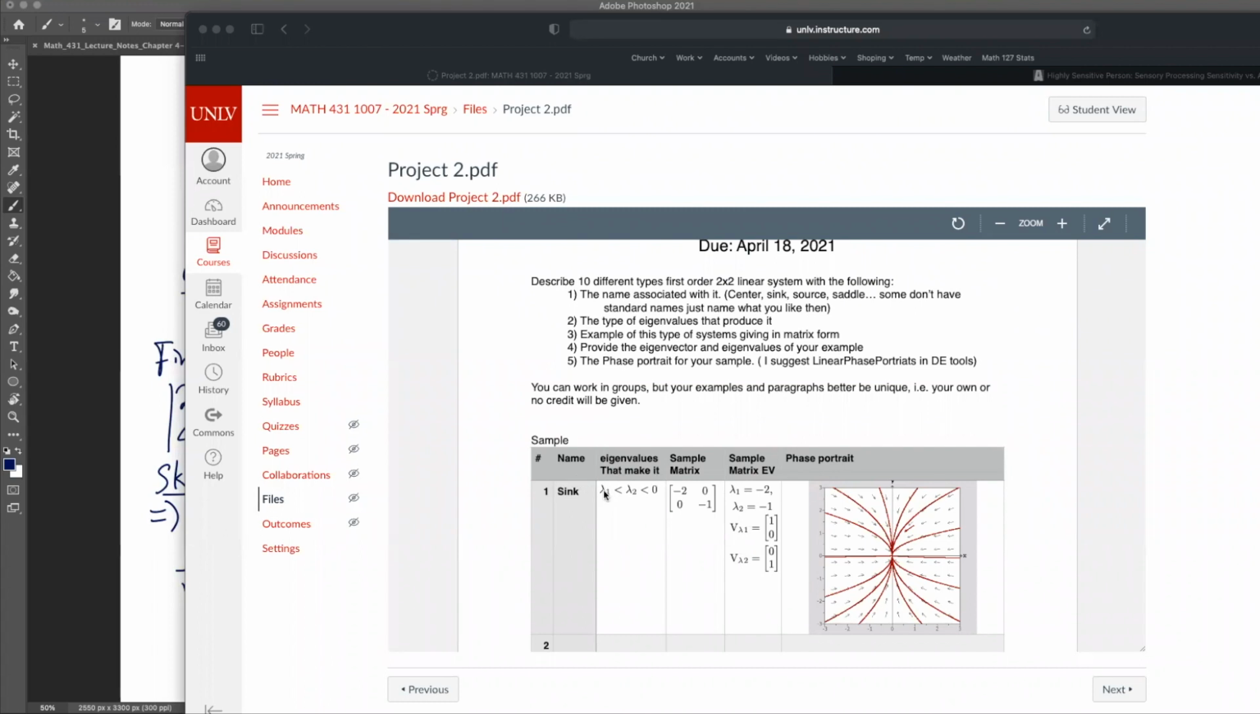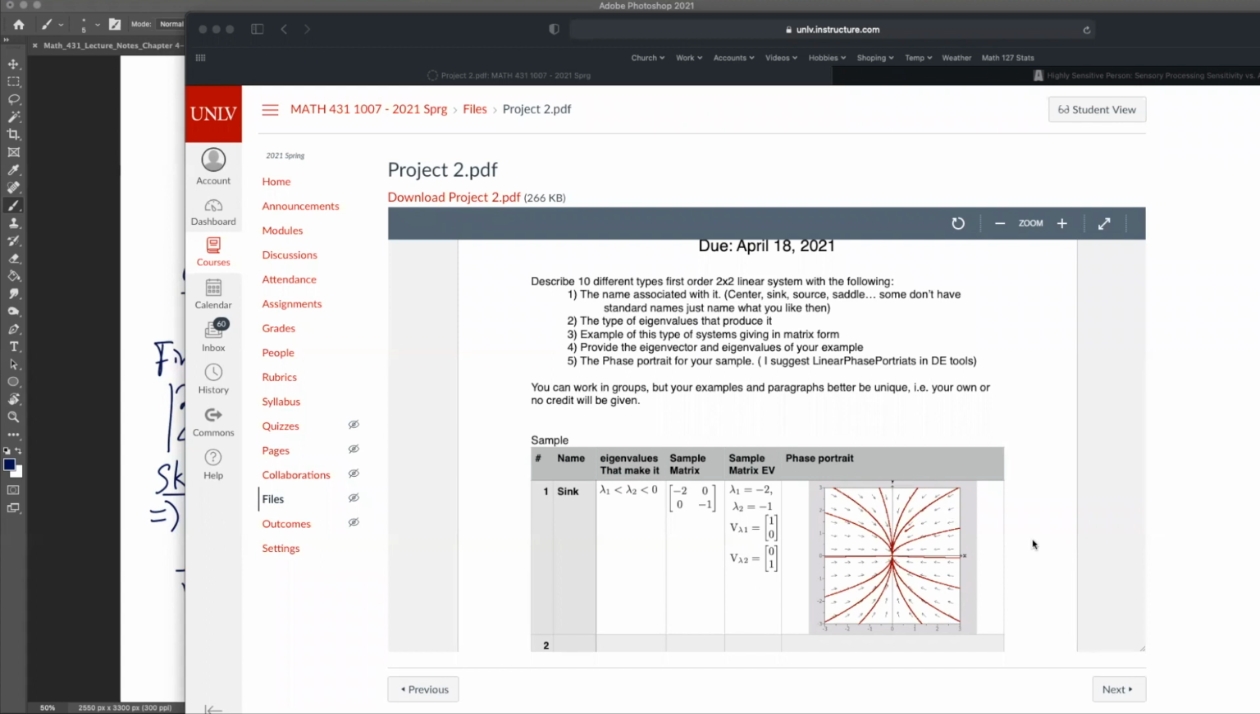What eigenvalues make it? Lambda 1 is less than lambda 2, which is less than 0. And then you're going to make up some sample matrix, right? If you work in groups, just make up multiple sample matrices, okay? I picked something relatively simple because I know this is going to equal what I want. So pick some sample matrix. Solve your sample matrix: solve for the eigenvalues and eigenvectors. So in this case, it's lambda 1, lambda 2, and these are this.